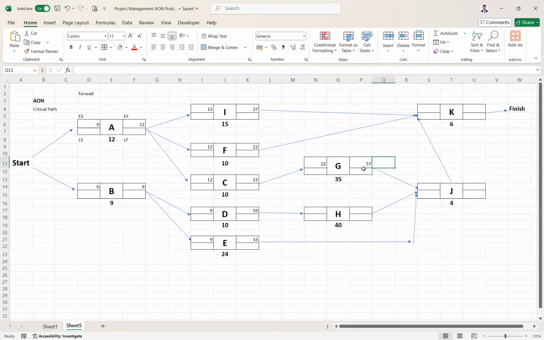You can use an Excel formula also. This is equal to 22 plus 35, simple. Then for H, the early start is 19. Then 40 plus 19, 59.